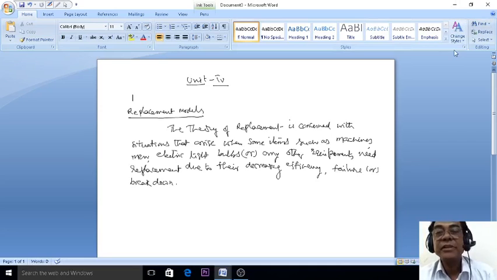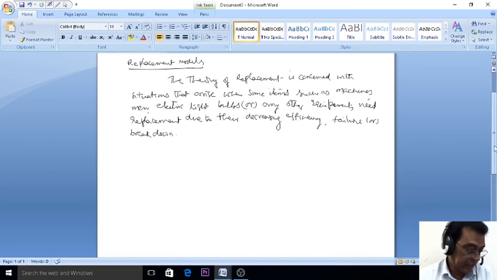So the theory of replacement is concerned with situations that arise when some items such as machines, men, electric bulbs, or any other equipment need replacement due to decreasing efficiency. It means if working hours are decreased, I will remove it or replace it with new items. So: decreasing efficiency, failure, or breakdown.